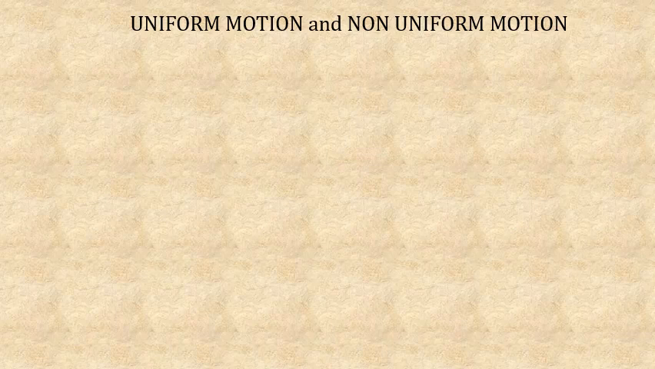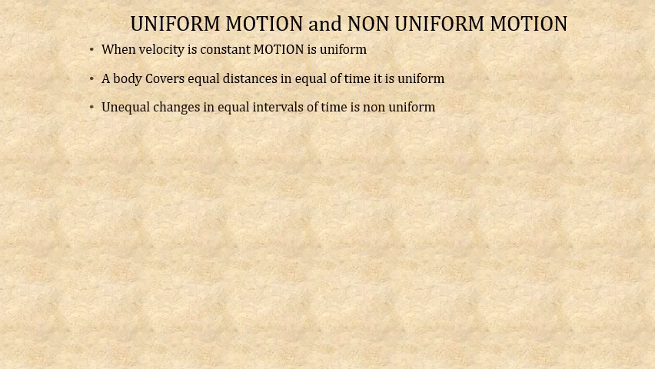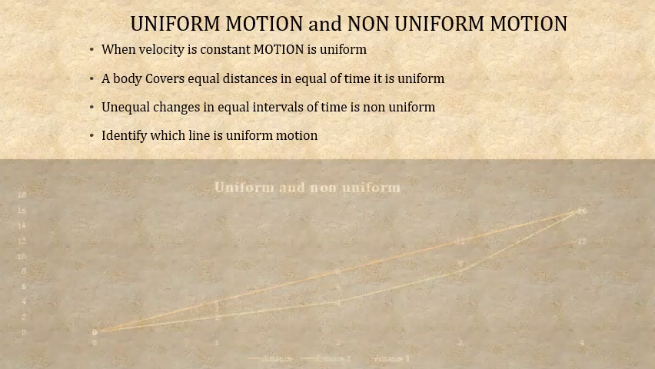Now I will continue with uniform and non-uniform motions. Any object which moves with a constant velocity is in uniform motion. That means if it covers equal distances in equal intervals of time, then it is under uniform motion. Unequal changes in equal intervals of time mean non-uniform motion. How can you identify this when you are given a graph?